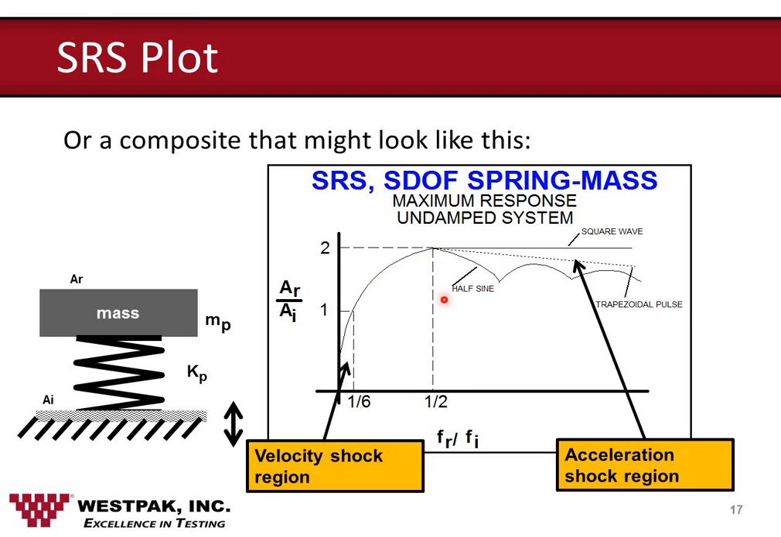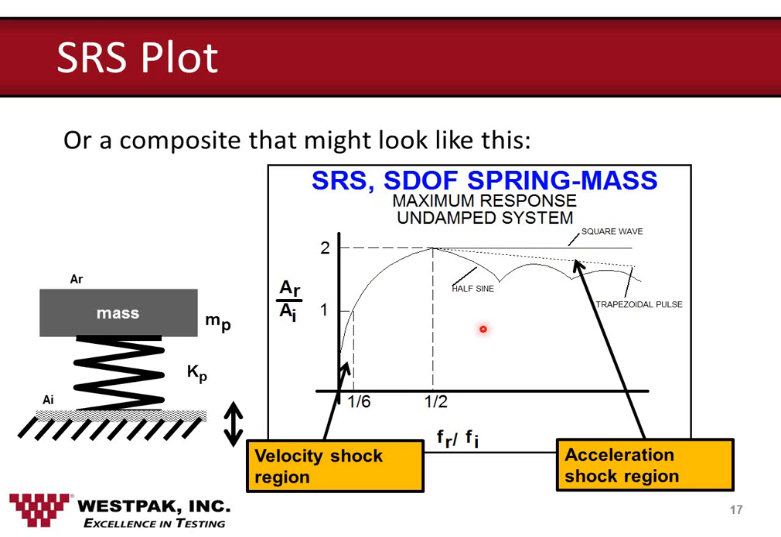They reach a peak at a frequency response to input ratio of 1/2, and the half sine has complex relationships. After that, the trapezoidal pulse and the square wave both have flat responses. The theoretical square wave has a flat response. The trapezoidal pulse actually has a sloping down response, but nothing we can't live with. If you ever see that, don't let that bother you.